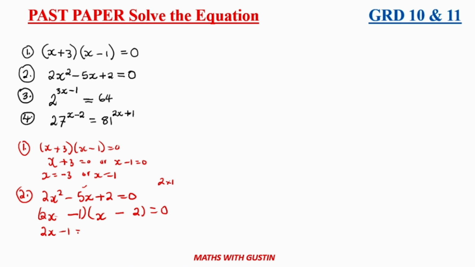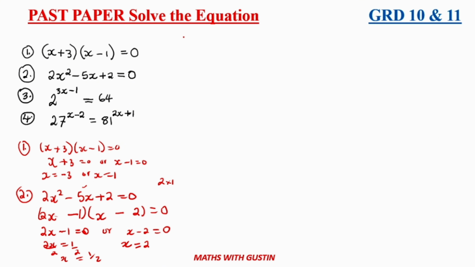2x minus 1 is equals to 0. I hope you guys can understand. Or x minus 2 is equals to 0. If you don't understand, please let me know in the comment section below. How can we improve our lessons? All right, so therefore you take 1 to the other side. 2x is equals to 1, divide by 2 because you are looking for x, you are not looking for 2x. This will give us x is equals to 1 over 2. Then on this other side, we're going to just take 2 to the other side, which is going to give us x is equals to 2.